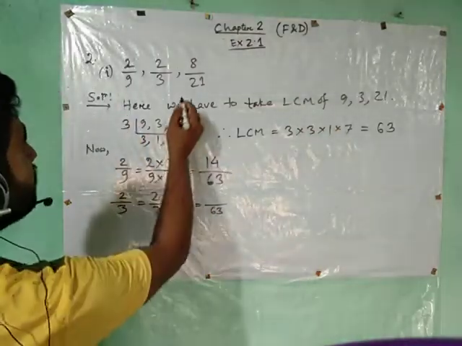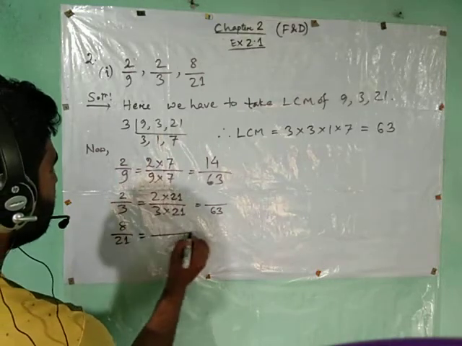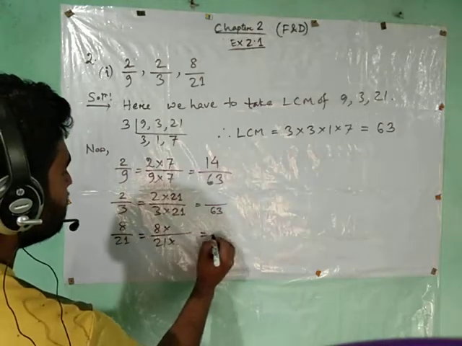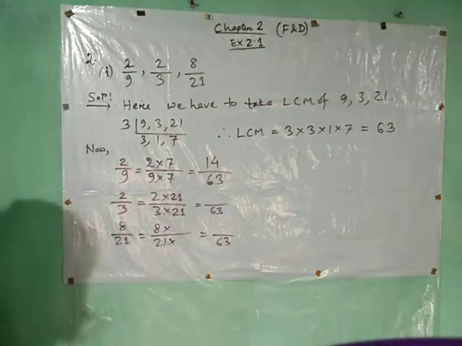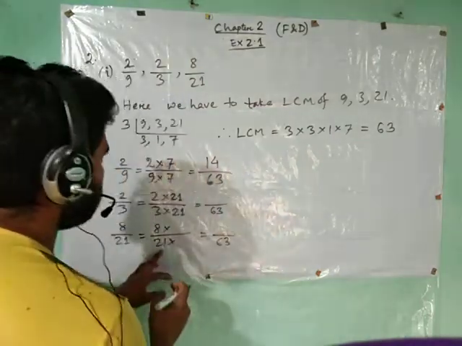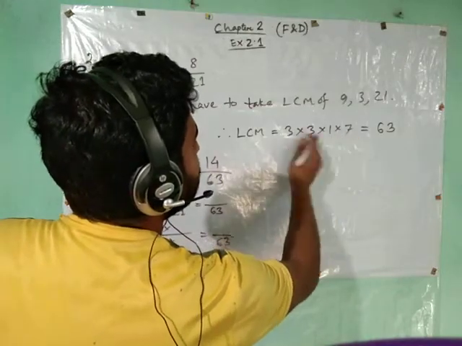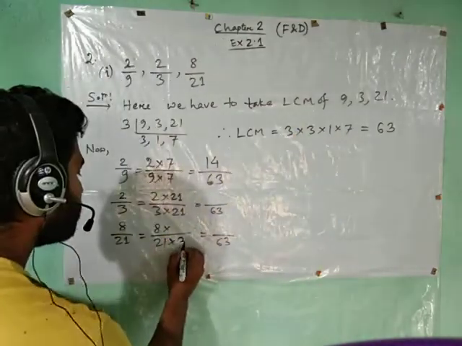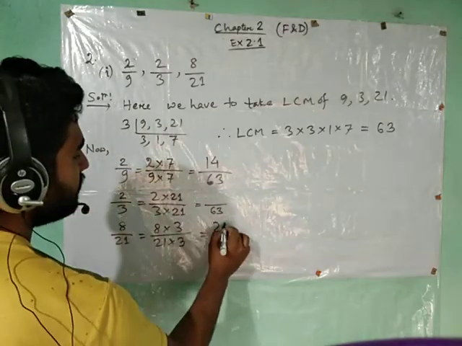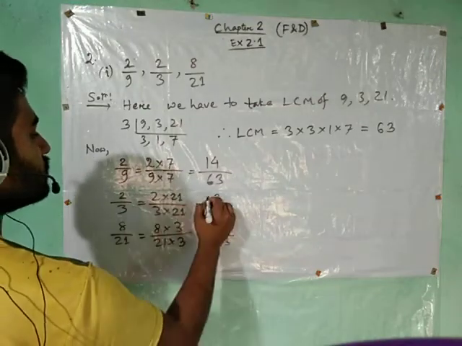Now next, 8 by 21. Here 21 is available and I need to make this 21 into 63. How will you make this 21 into 63? No need to think differently. Just make 21 first. 3 into 7, 21. So what is remaining? Only 3. So 3 will become here. So 8 3s are 24. So 2 1s are 2, 2 2s are 4.